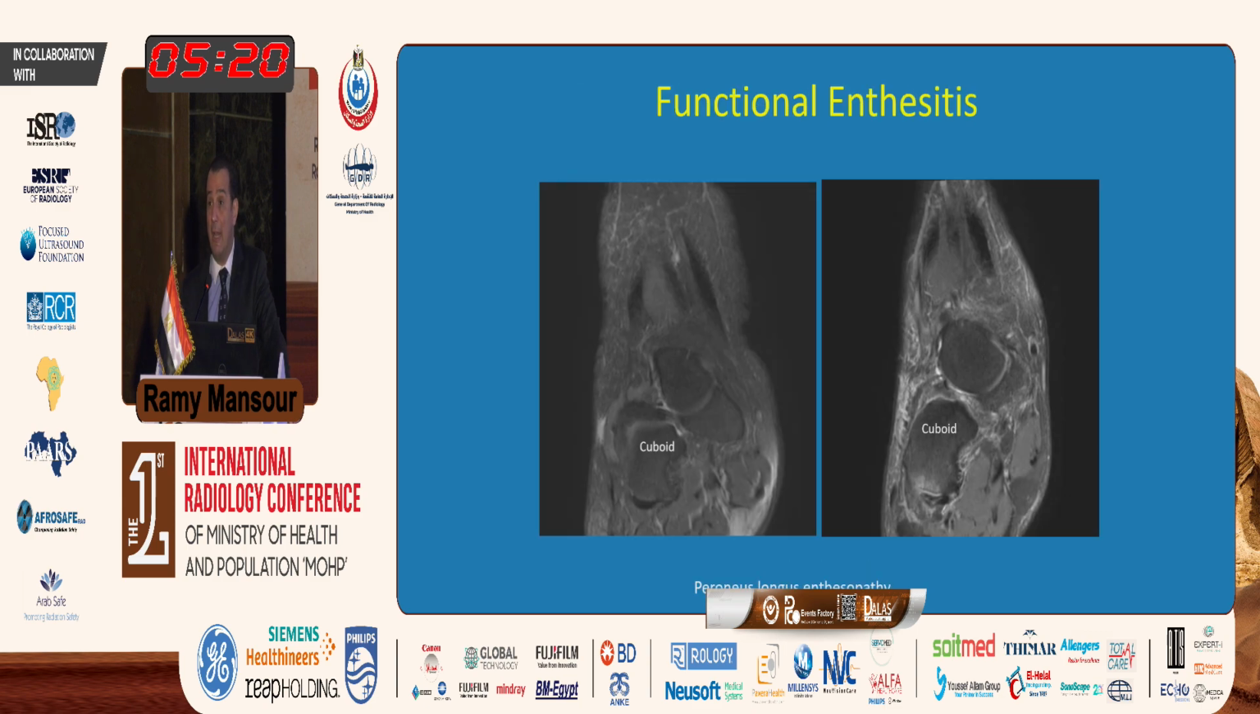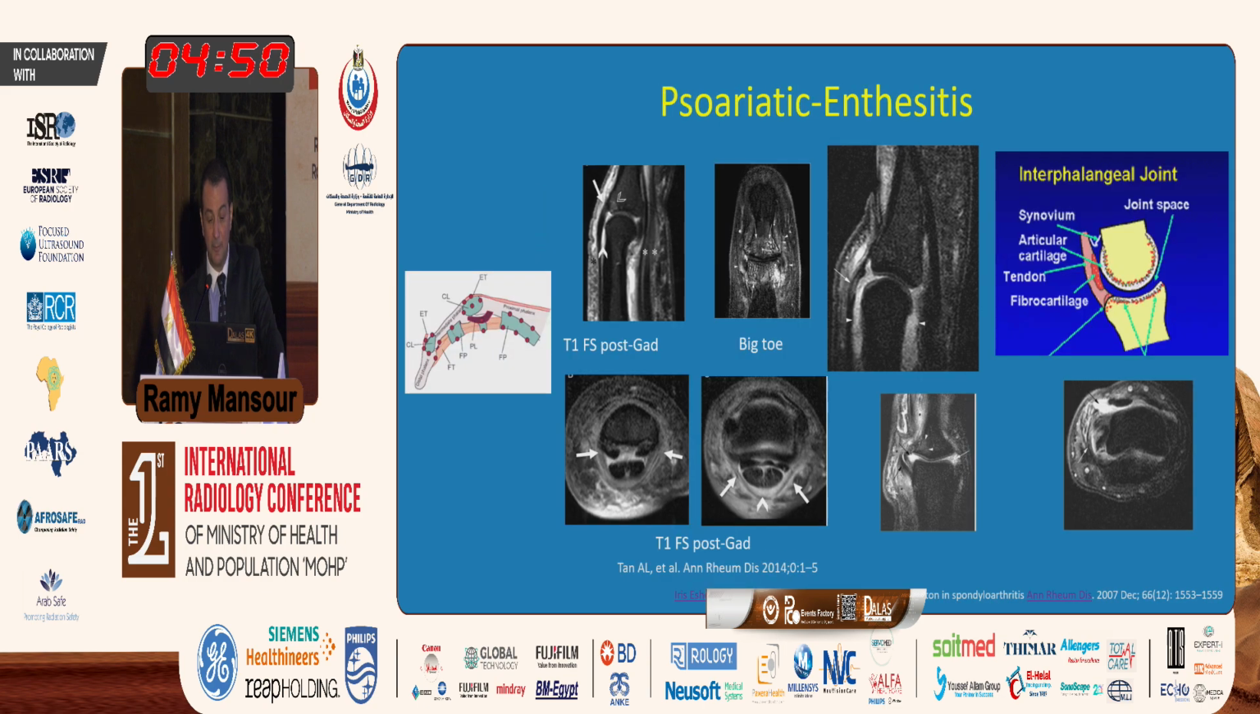And this is a good example of what I told you about functional enthesopathy. This patient had a seronegative arthropathy, probably reactive, and you can see here on the right side that the peroneus longus tendon is inflamed as it crosses the cuboid bone. And you can see there is still marrow edema in the cuboid bone. This just supports the theory of functional enthesopathy.